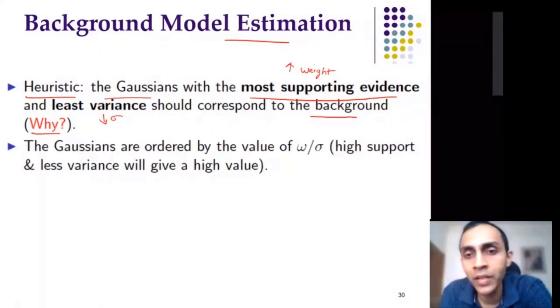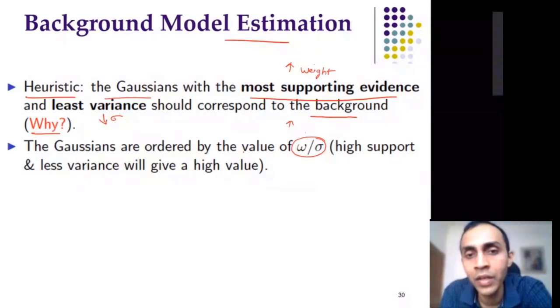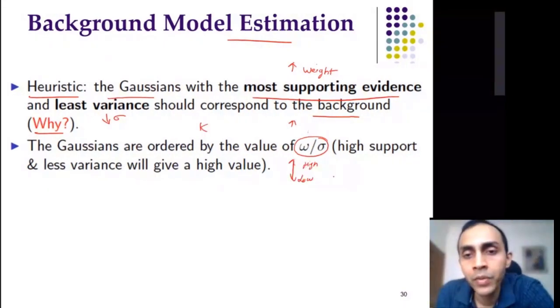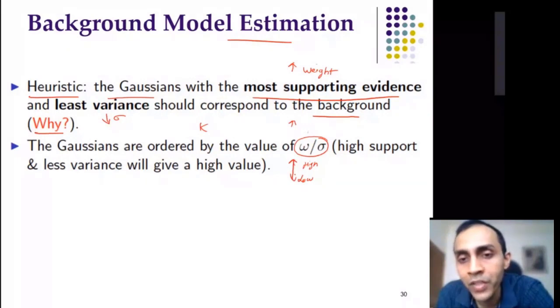So what we will do is take the ratio of weight by sigma, because we need high weight and low sigma. Whichever has this value high, we'll consider as background, and whichever has this value low, we'll consider as foreground. So we'll do a sorting. For each of the k Gaussians, we'll get its ratio of weight by sigma, and we'll sort these values. Some of the mixture will have low values, some will have high values. Towards the high end we'll have the background distributions, and towards the low end we'll have the foreground.